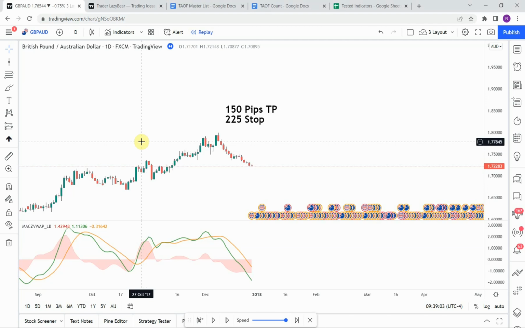Today we will be testing the MacZ VWAP indicator.